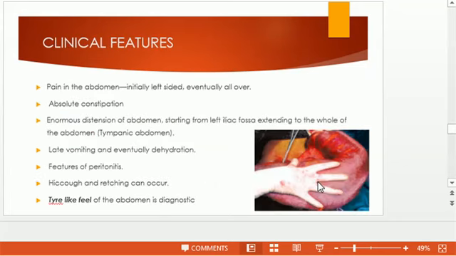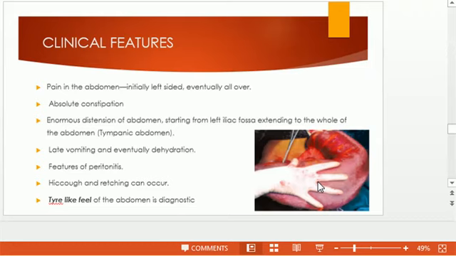Now again we can summarize the clinical features of volvulus. As in other cases of intestinal obstruction, pain is one predominant feature. Initially it may be left-sided. Eventually it becomes all over the abdomen when ischemia has occurred. As I told you, the cardinal features of intestinal obstruction include absolute constipation: there is no passage of fluid as well as stools.